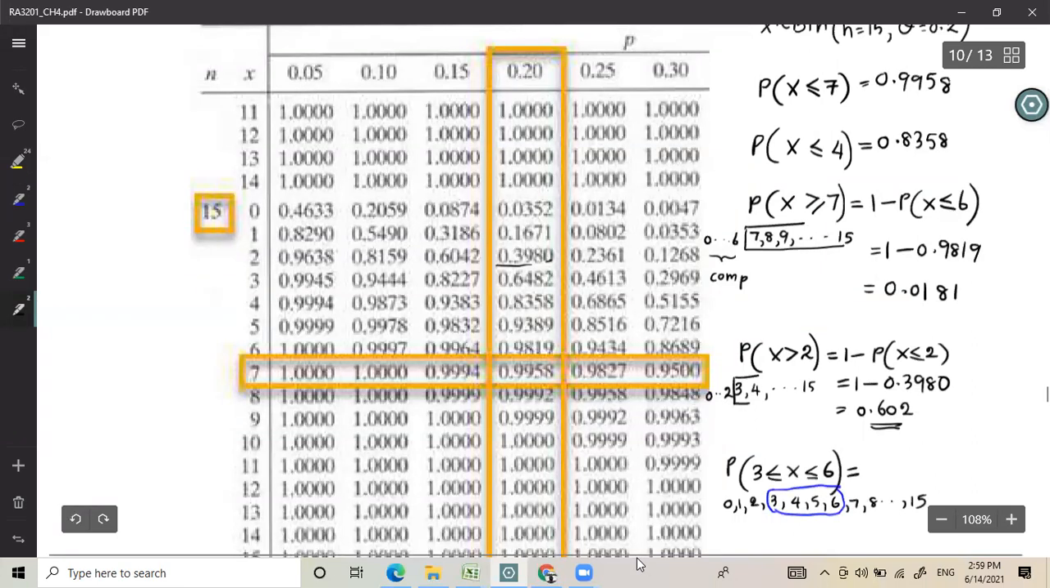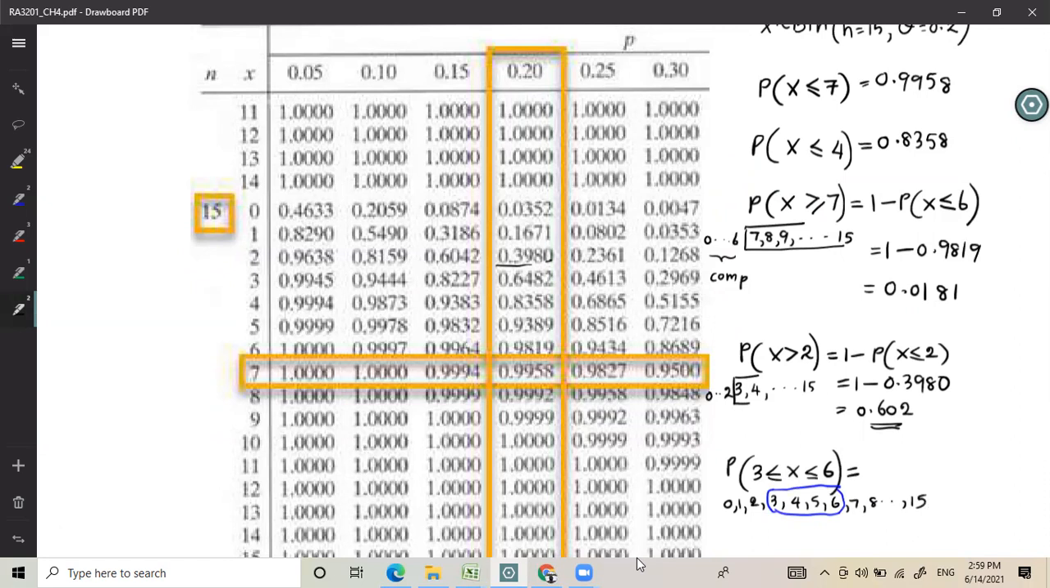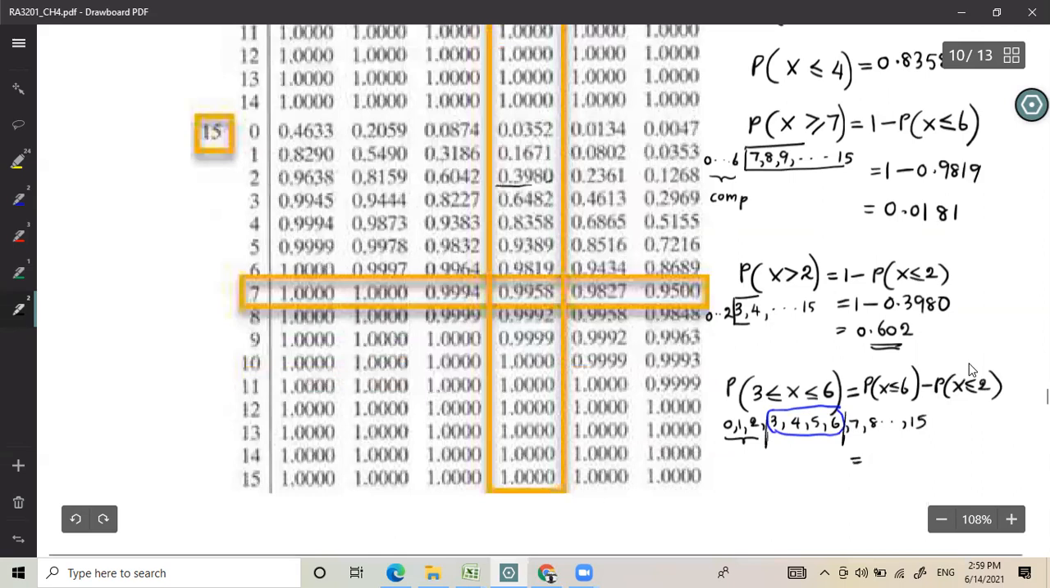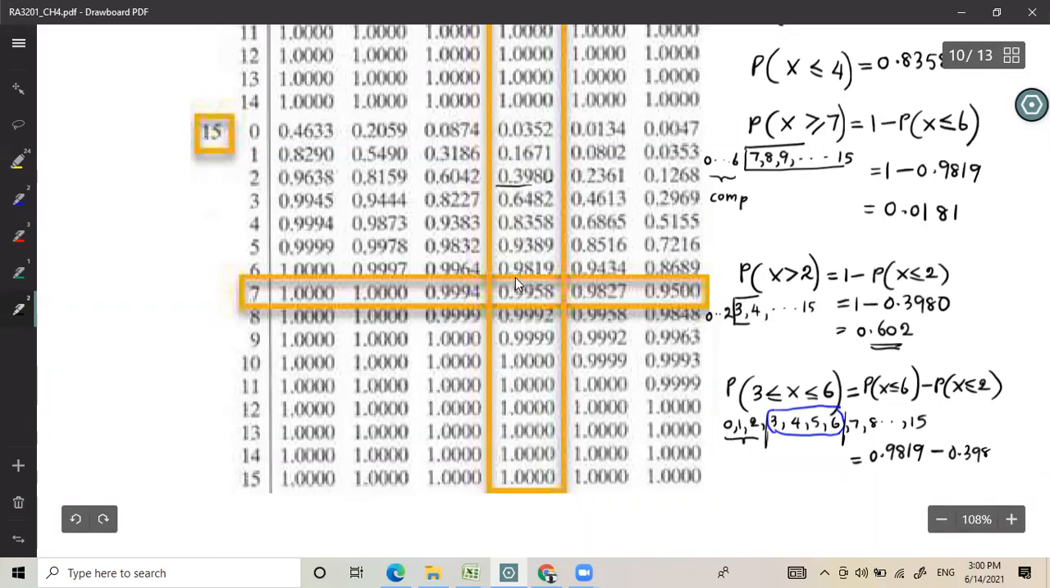Now, if you read the table up to 6, what will happen? You get everything from 0 up to 6. But you don't want this 0, 1, and 2. So subtract it. How do you do that? P(X ≤ 6): you read all the way up to 6 and then subtract the unwanted 0, 1, and 2. Can you do that? So when you read P(X ≤ 6), that is the value for 6 in the table, 0.9819, subtract P(X ≤ 2), 0.3980. So you can find the answer.